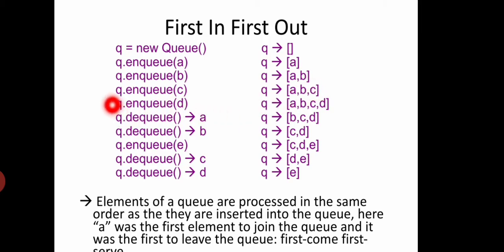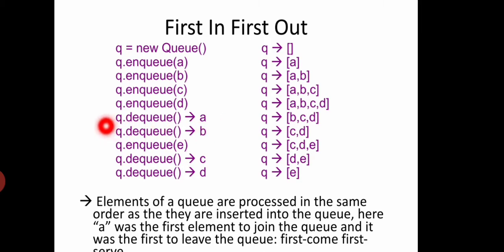Then you are going to insert an element named c into small letter q. Then the q will be like this, a b c. Accordingly you are placing a first, then b, c. So the q can be seen as a comma b comma c. Then q.NQ d, d is also placed in q.